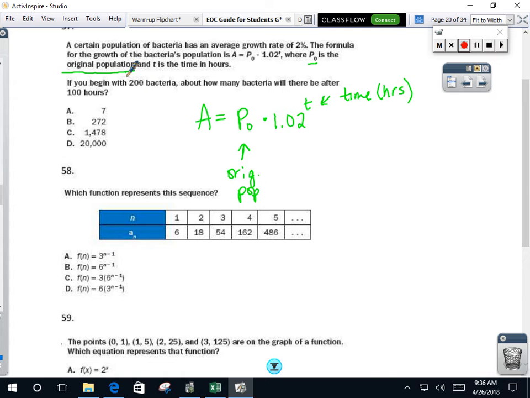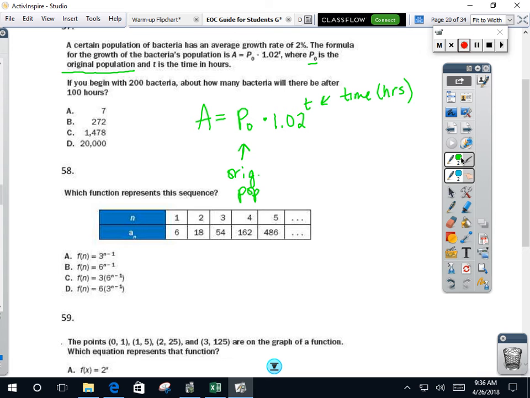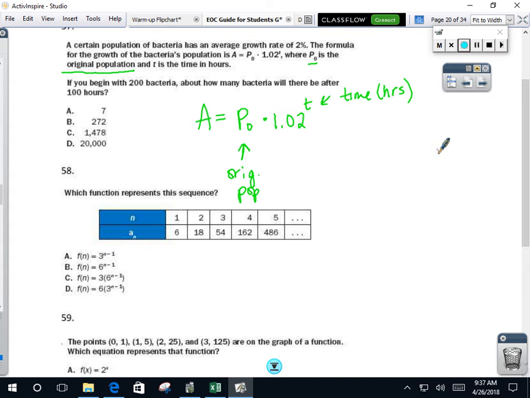If you begin with 200 bacteria, about how many bacteria will there be after 100 hours? So what do you need to do? Okay, they gave you the formula to use. They told you what all of the variables mean. So what can we do now? Correct. We begin with 200. Well, didn't they tell you P sub 0 is original population? 200 is the original population. It's just P for population, 0 for 0 hours. And then times 1.02. I'm going to write times like that just because it looks funny otherwise. To the T power. But what can I plug in for T?